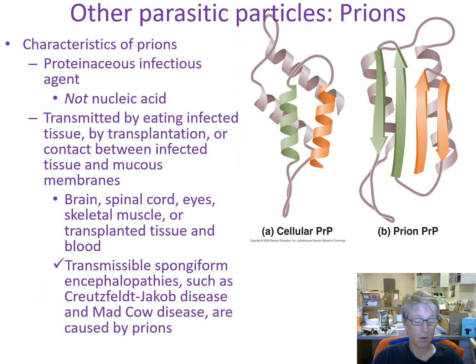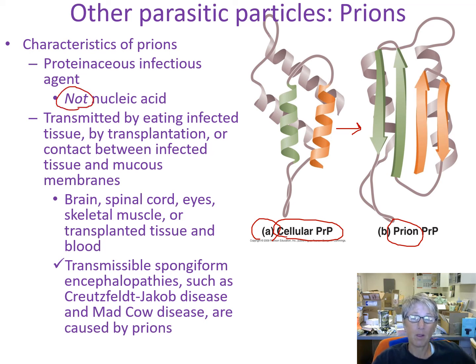Prions are the third of our infectious parasitic particles, so viruses, viroids, and prions. Here's a cartoon of a cellular prion. This is just a cellular prion protein. It's got this shape, and then if it takes this infectious shape, it looks different and becomes a prion. So a prion is a protein infectious agent. A prion is not a nucleic acid.